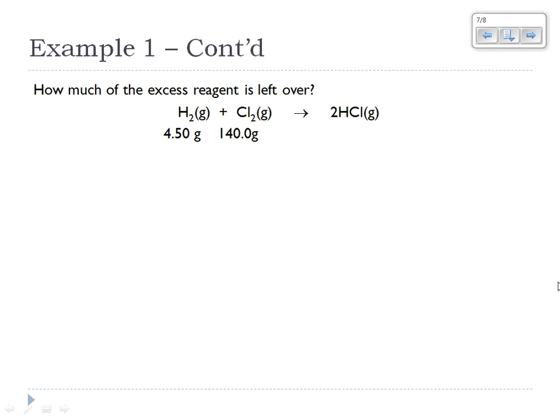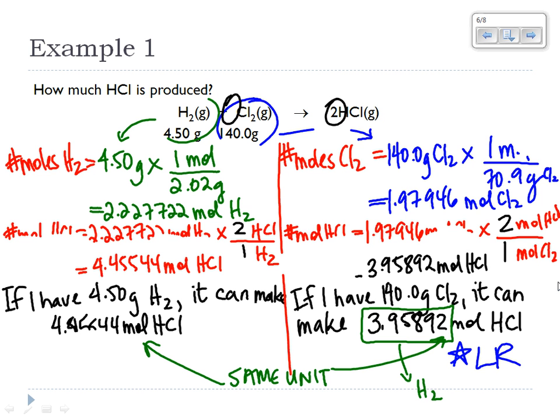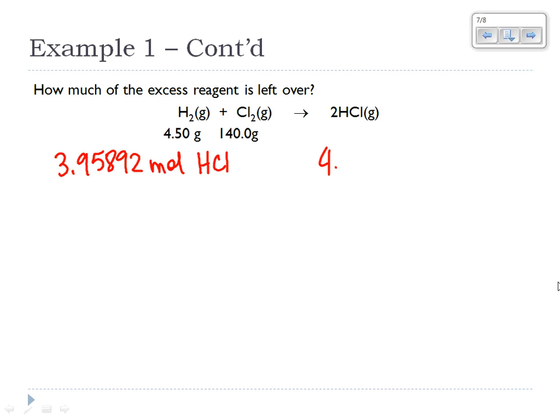So, to start off with, I know that I'm going to have 3.95892 moles of HCl produced. Okay, and I started off with, sorry, I'm just recopying my number here. I have 4.45544 moles of HCl from my hydrogen. Okay, I should probably write that on opposite sides of the board just so that you guys don't get too mixed up with that. Okay, so to do your excess reagent, we have to subtract the two and then possibly convert it back. So there's a couple of different ways you can do it.